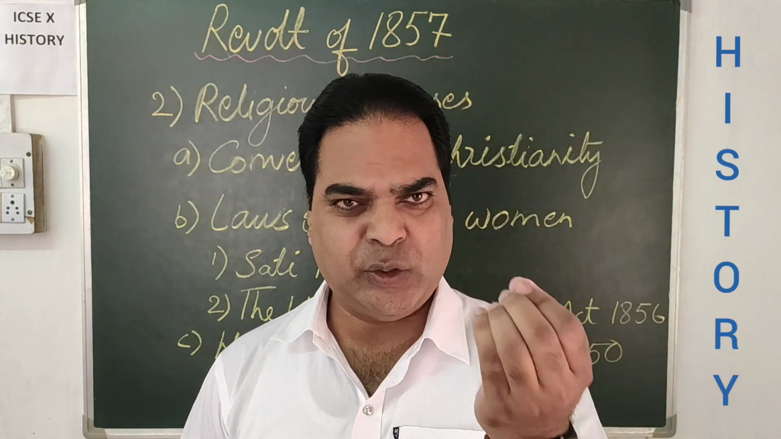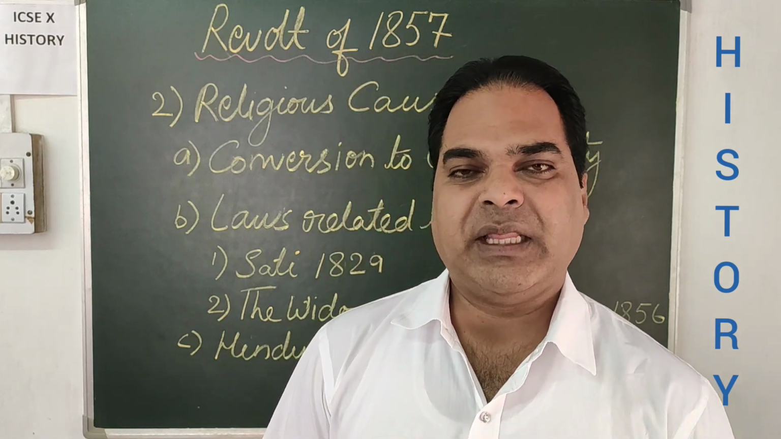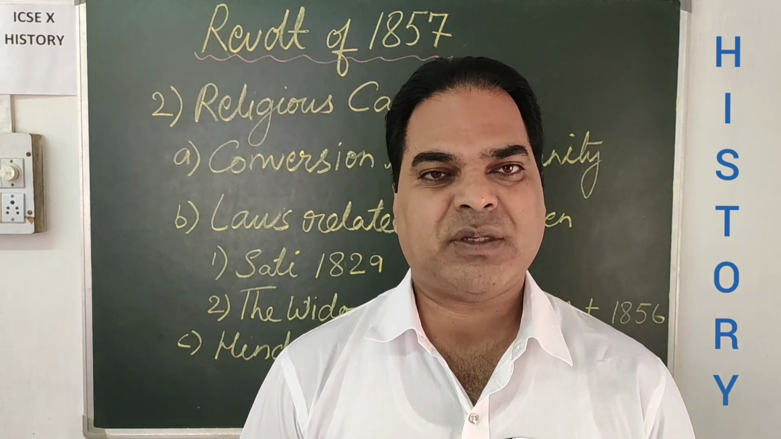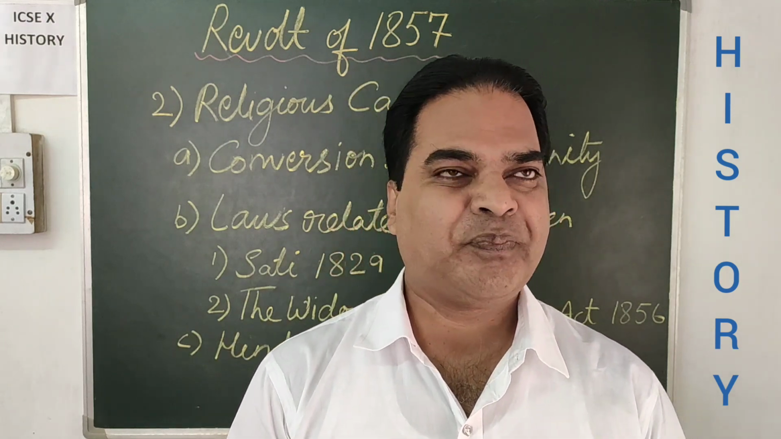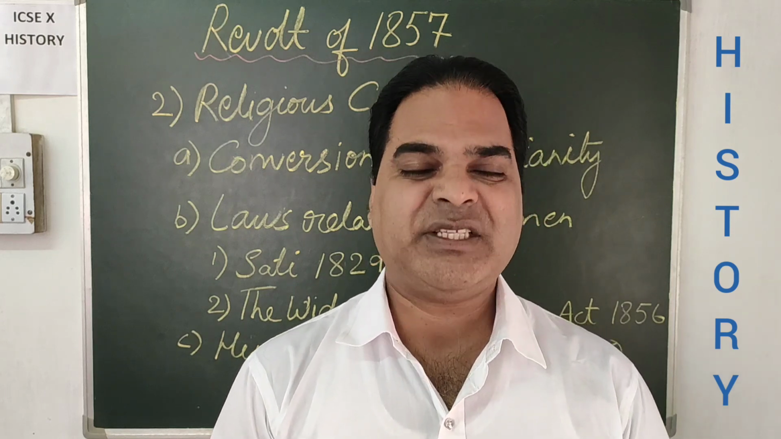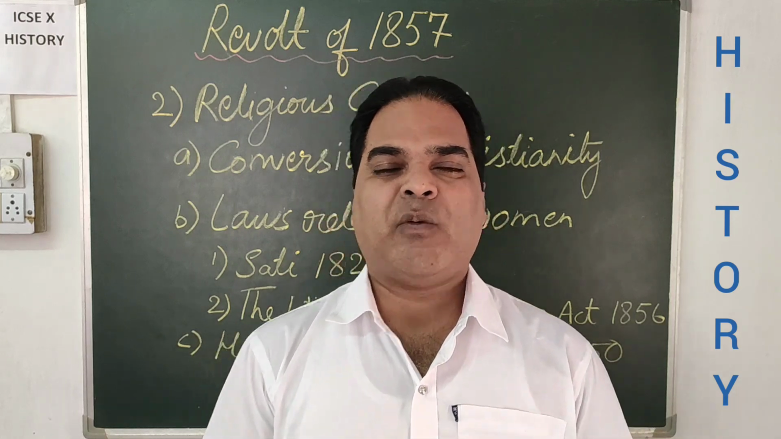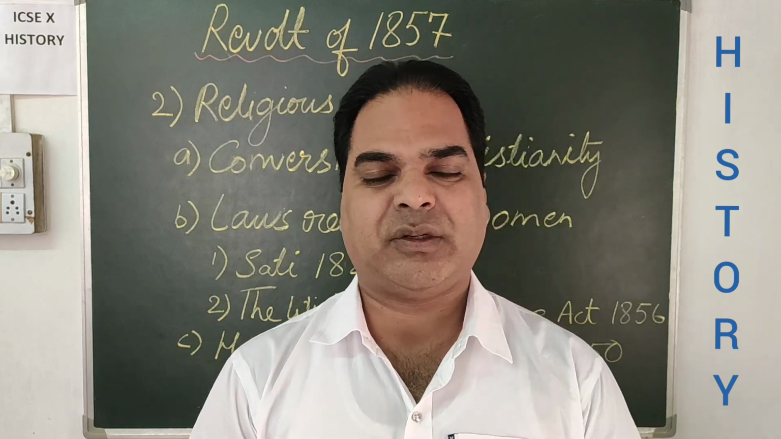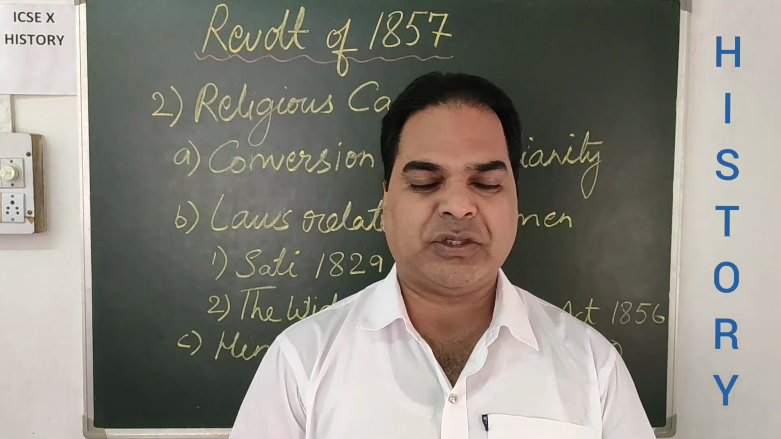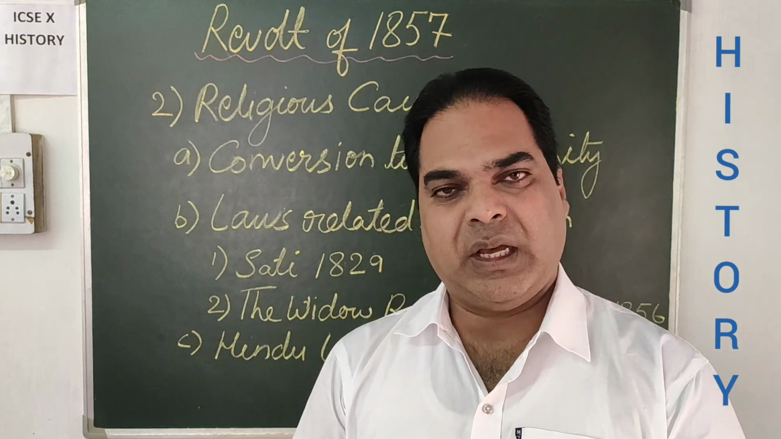So in short, let me tell you what I taught in the previous class. I discussed the political causes of the revolt of 1857, in which I covered the doctrine of lapse, mistreatment meted out to Nana Sahib, disrespect shown to Bahadur Shah Zafar, and Awadh being annexed on the pretext of misgovernment. These were the topics we discussed in the political causes. Now we'll continue with the next cause.